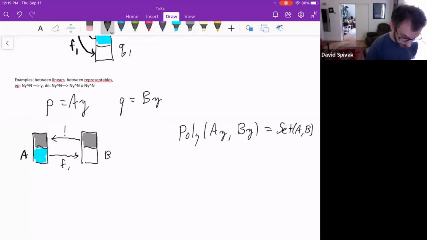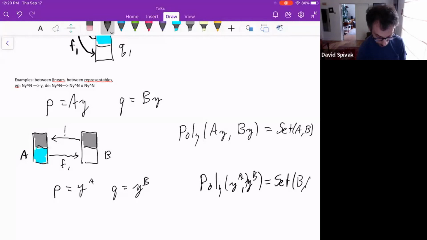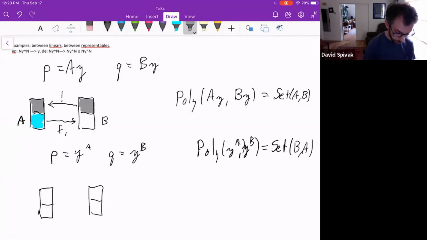Whereas, another thing you could do is you could say, suppose P is y to the A, a representable, and Q is y to the B. Then you may know that the set of maps from y to the A to y to the B is the set of maps from B to A. And how does polyboxes show that? Well, a representable is a polynomial where there's only one position. So there's no data down here. There's data here, but right. So it looks like this.